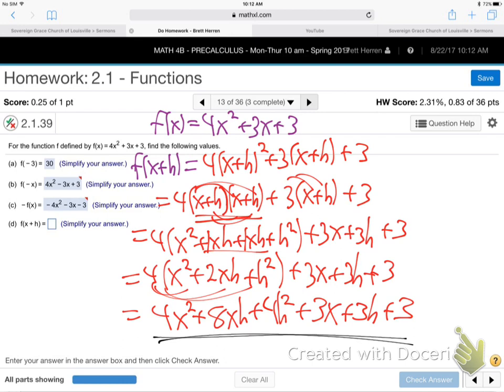Good on that? That okay? Good with all that algebra mess? All right, I'm going to move along.